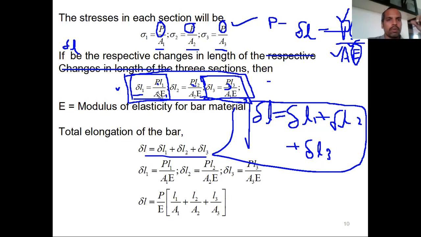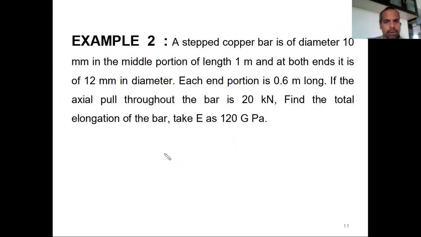So in this problem, in the diagram we have seen, P is constant, right? And E is also constant, let us say. So assume that E is also constant. In that case, what happens? P and E are common.